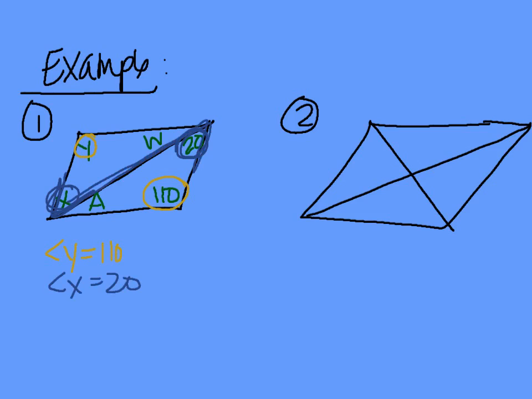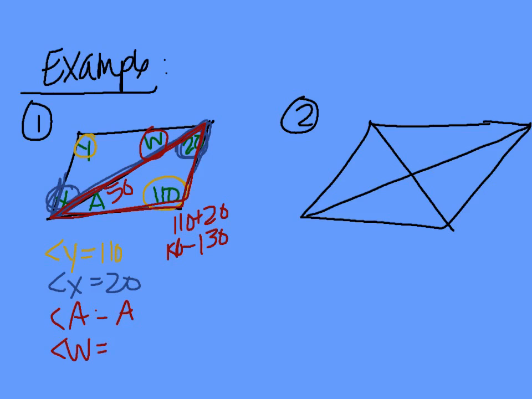Now how are we going to get A and W? Well, this here is equal to 180 degrees. So I can do 110 plus 20, and that gives me 130, and then subtract that from 180, and I'll end up having 50 left as the triangle. And so if A is 50, then W is also going to be 50 because they are alternate interiors. So just some things to think about when you're solving. Alright, how about number 2?